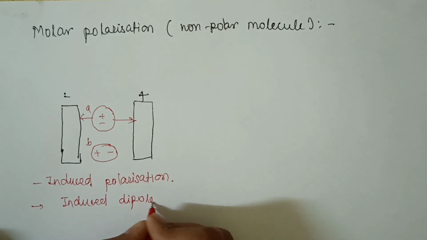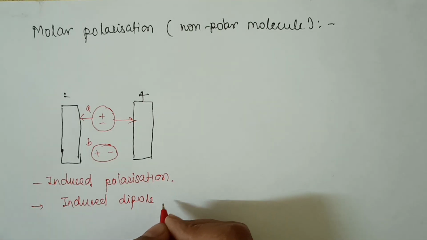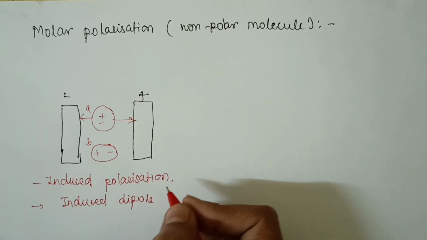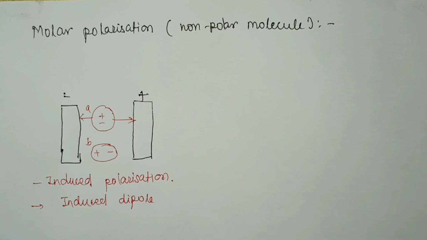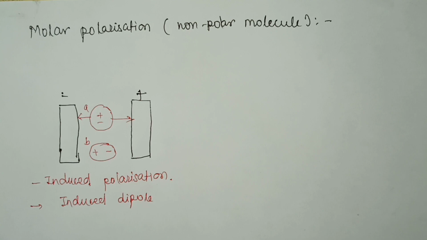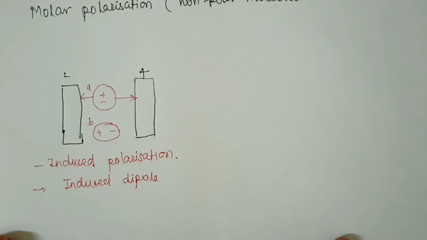So what is induced polarization? If a non-polar molecule is placed between the electrical field of two charged plates, the positively charged nuclei get attracted towards the negative plate and the electrons towards the positive plate, and this forms an electrical distortion or polarization. As soon as the field is removed, this polarization is removed. So this is known as induced polarization, and the dipole is known as an induced dipole.